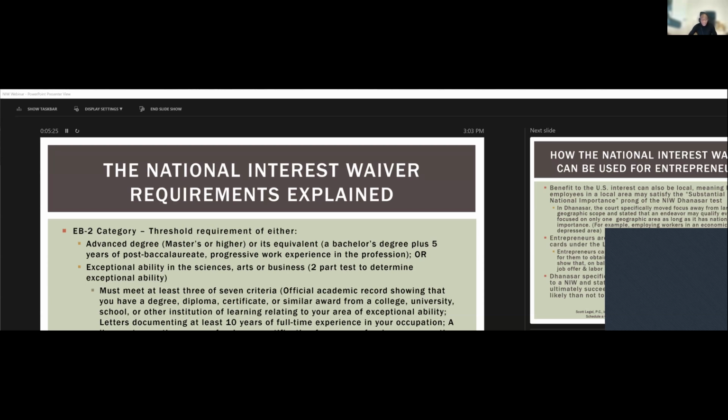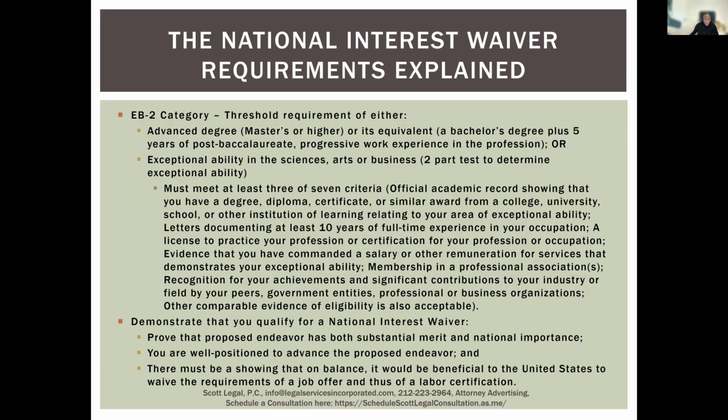So the first one is an advanced degree. If you have an advanced degree, that's a master's degree or higher, then you can move to step 2. That one is maybe the easiest one in terms of moving on so that you can assess whether you're eligible for a national interest waiver. So as I was saying, first and foremost, you're required to prove these threshold requirements. And if you prove that you have an advanced degree, then you can stop right there.